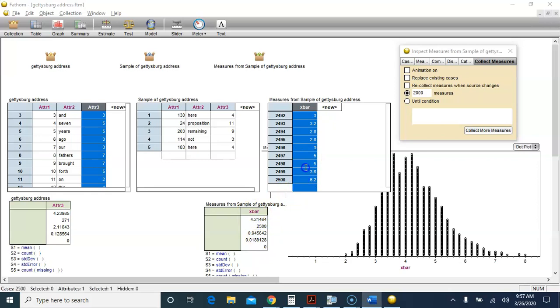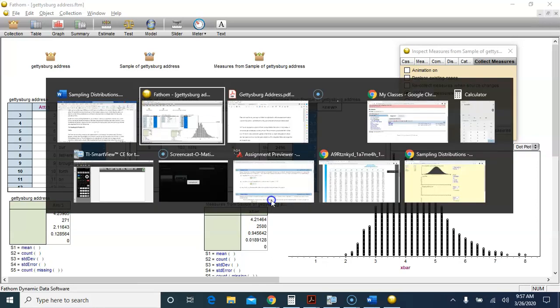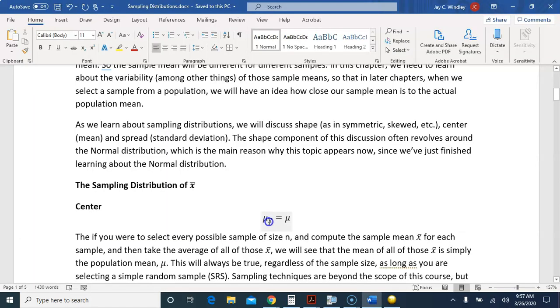4.21. And if we could do every possible X bar, if we could do every possible sample of size 5 and list all of those X bars, the mean of all those X bars would be the population mean. That's what this formula here is trying to say. The mean of all possible X bars is the population mean mu.